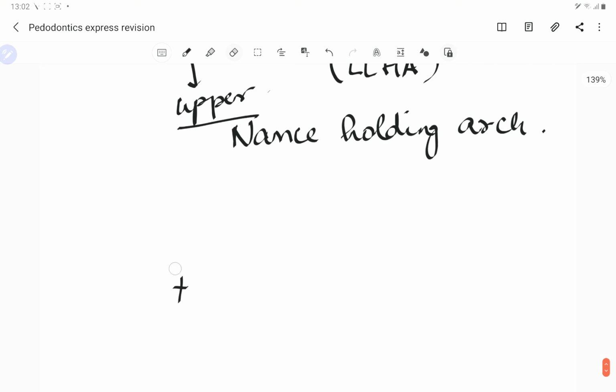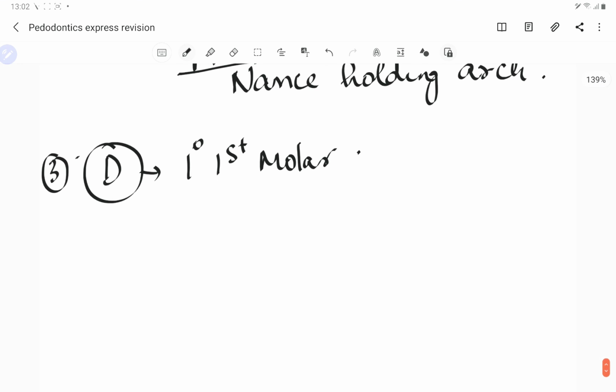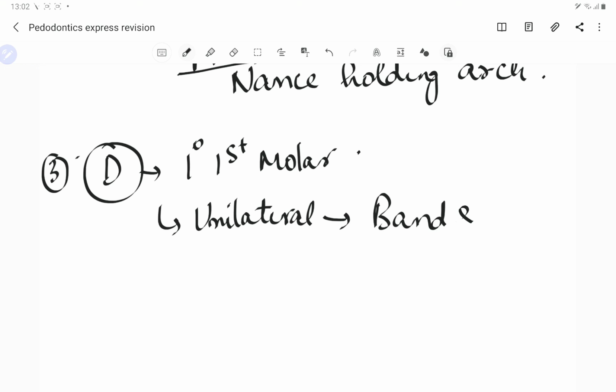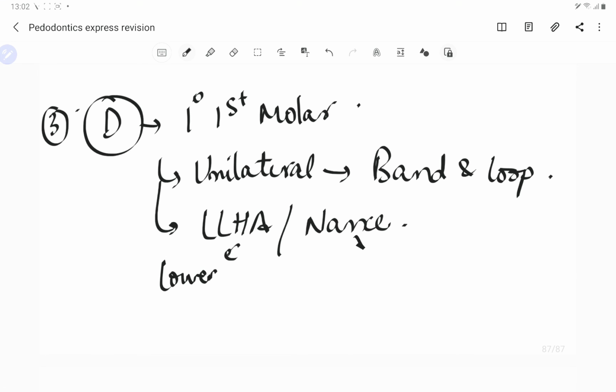The next one is early loss of D, the primary first molar. Not a big deal. If it is on one side, unilateral, we can give the band and loop. If it is bilateral, we can give the lower lingual holding arch or the Nance. Lower lingual is for lower, Nance is for upper.